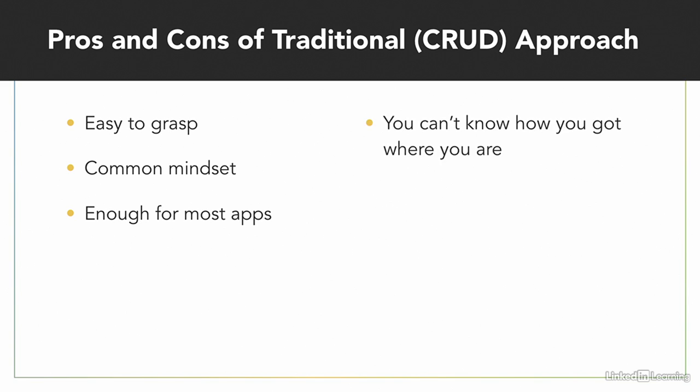The first one, as demonstrated in the previous diagrams, is that you can't know how you got where you are since you're replacing the state each time. Second, there's no history of the changes that you applied. And third, there's no such thing as going back in time to know what the state was at a given date.